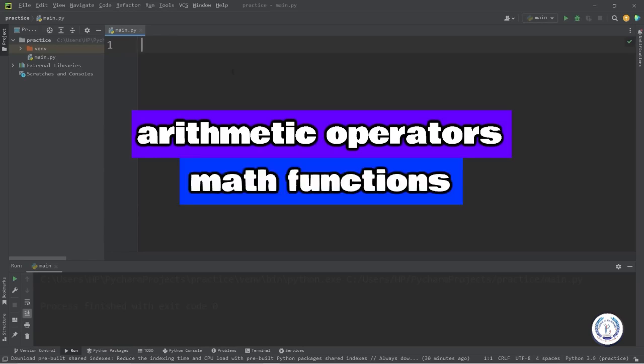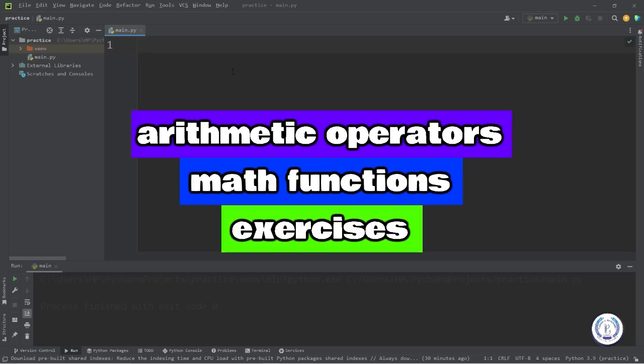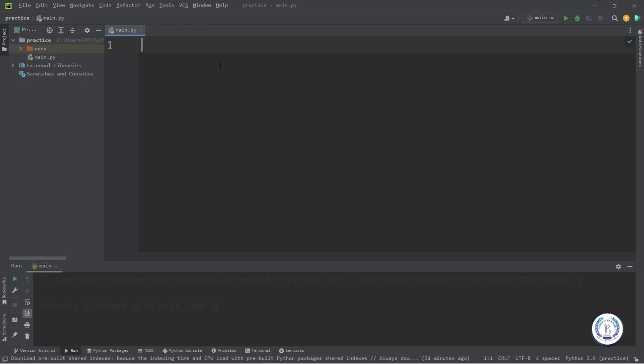Operators, built-in math functions, a few functions from the math module, and then a few exercises. Be sure to look at the timestamps if you would like to skip ahead to another section. Let's begin with some really easy stuff. We're going to cover some basic arithmetic operators.